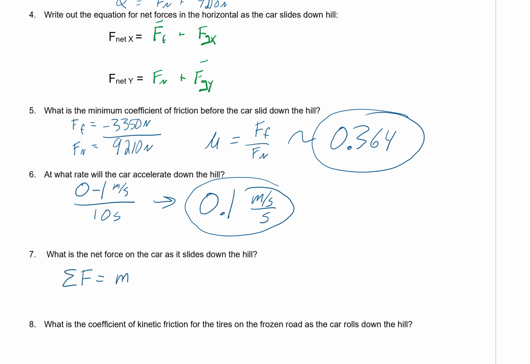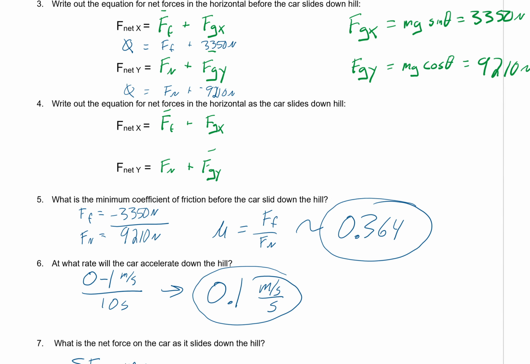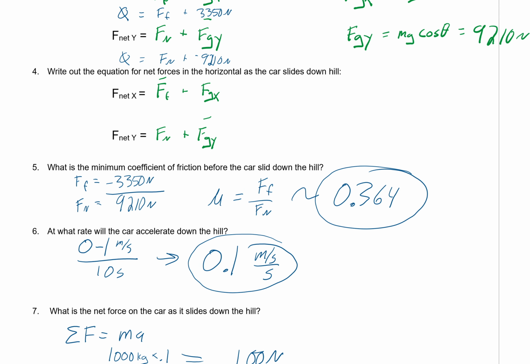Net force is mass times acceleration. Our mass was 1,000 kilograms. Our acceleration is 0.1, so the math works out to be just 100 newtons for net force. And now our coefficient for kinetic friction. Boom. So sliding down the hill. If our net force is 100, we're still dealing with 3,350 newtons of force from gravity. So now our friction must have gone down to 3,250 negative.